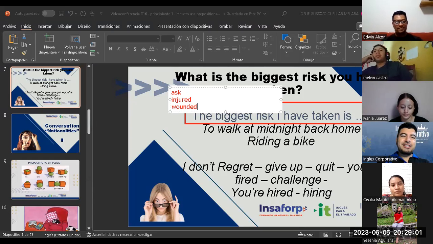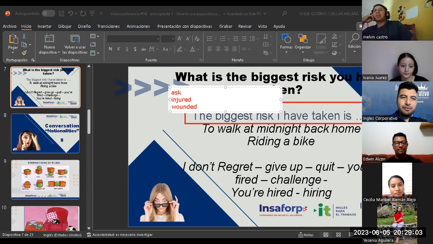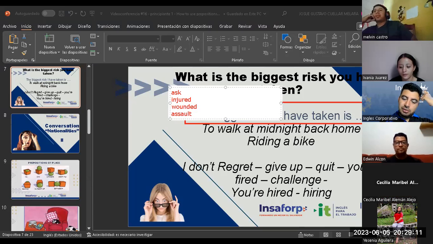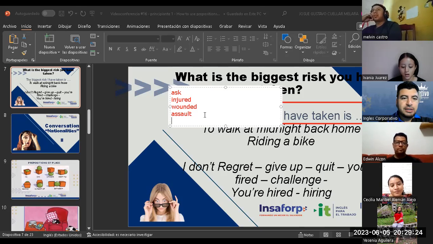Thank you. I guess here in El Salvador, a lot of us have been victims of some assaults, okay? Algunos asaltos. So, well, it is difficult. Como decía el meme, todos hemos sido víctimas de un asalto. Y si no te han asaltado es porque tú eres el ladrón. Okay, thank you, Edwin. And what about Melvin and then Iván?